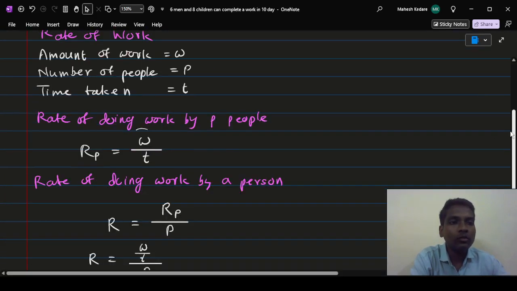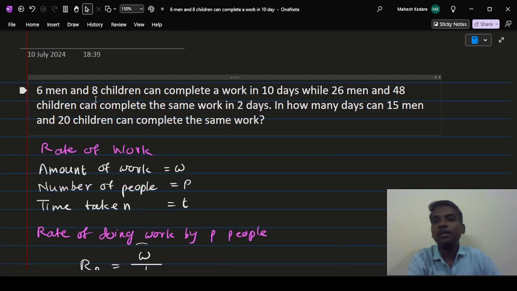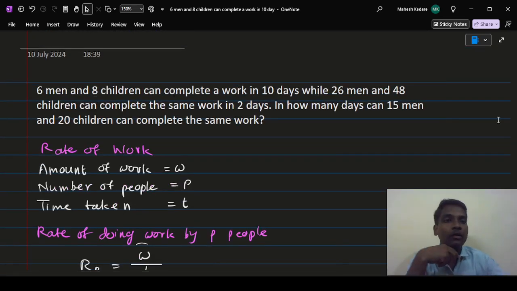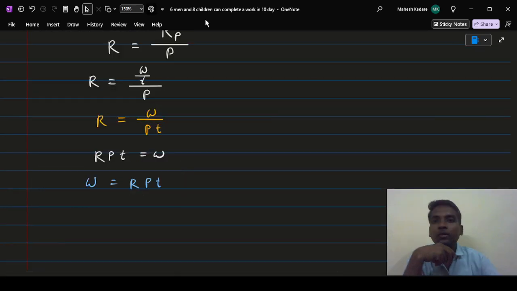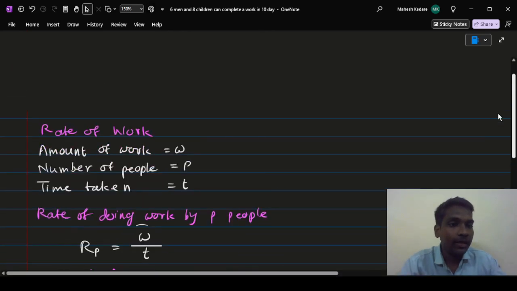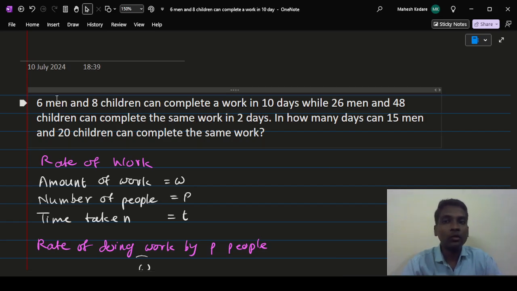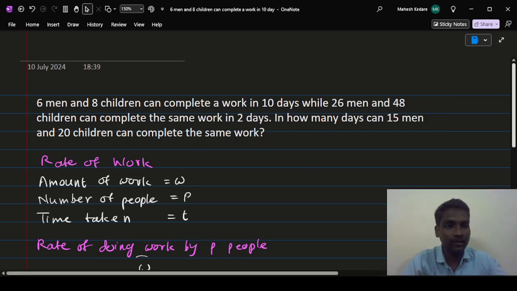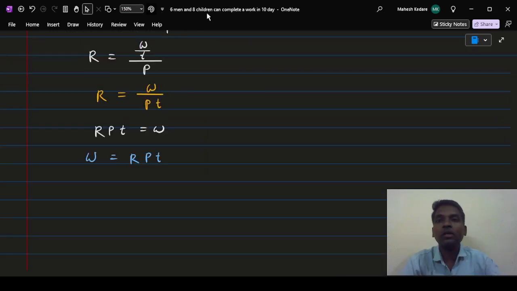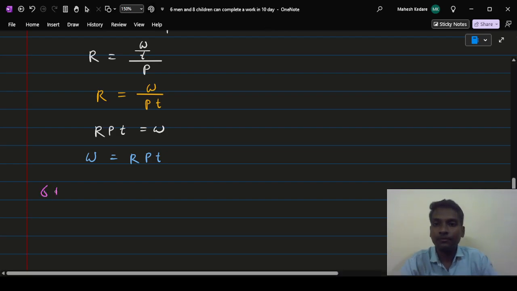Now we move to the problem. There are 6 men and 8 children. They both work for 10 days. So in the problem, we know that men and children will be doing work at different speeds. So we will have to find the total work done by 6 men in 10 days and total work done by 8 children in 10 days. We will have to find these works separately. First we find the total work done by 6 men in 10 days.